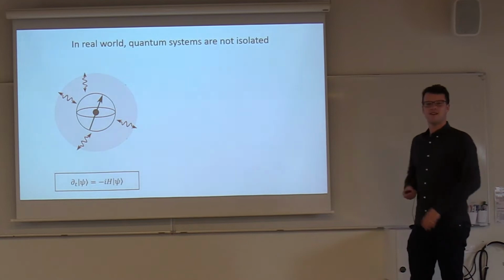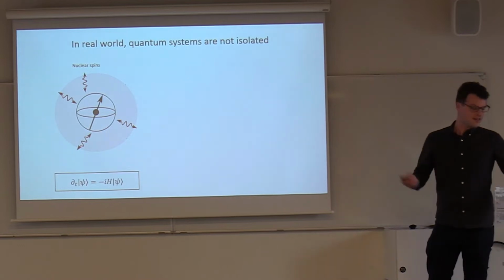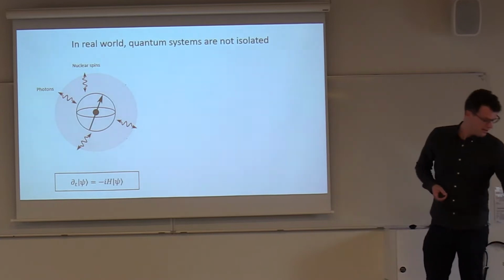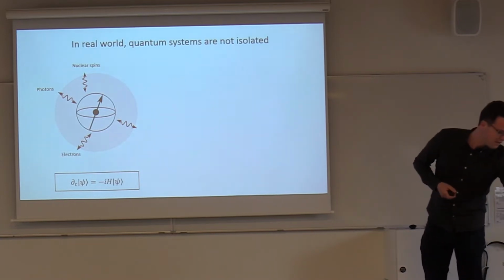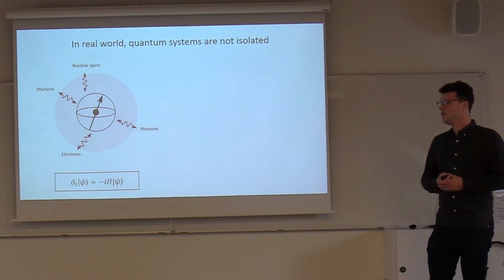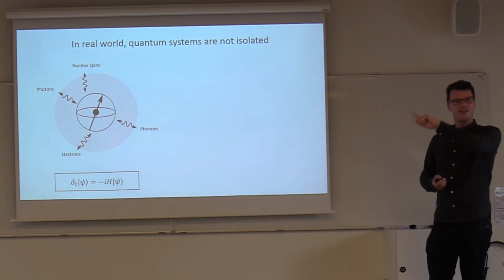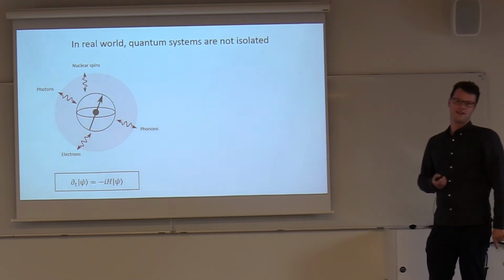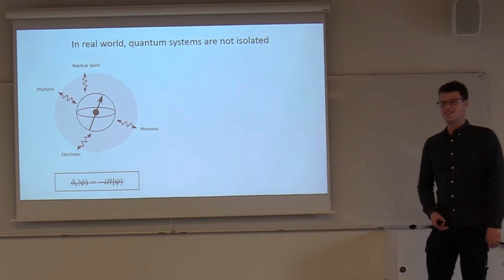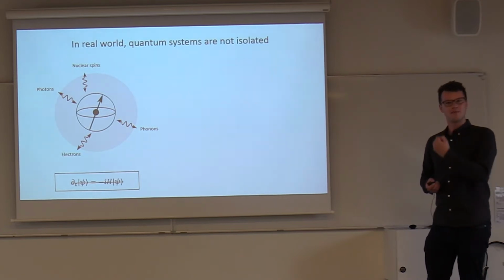In the real world, the spin interacts with the surrounding environment. There can be nuclear spins nearby. There can be photons. It's connected to the electromagnetic field. There can be phonons. There can be electrons. There can be all sorts of things that we don't really understand and that we don't really control. So of course, a spin does not indefinitely precess around the magnetic field. Eventually it decays and points along the magnetic field. So that means that the Schrödinger equation is not right. There's some other law that governs quantum systems in the real world.